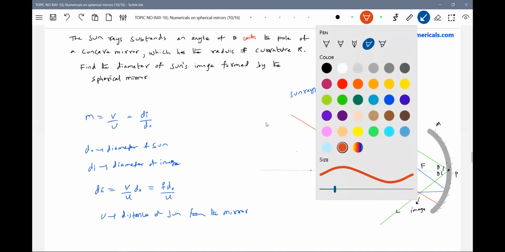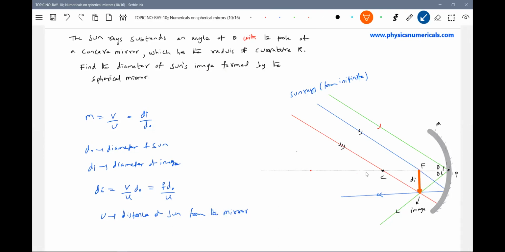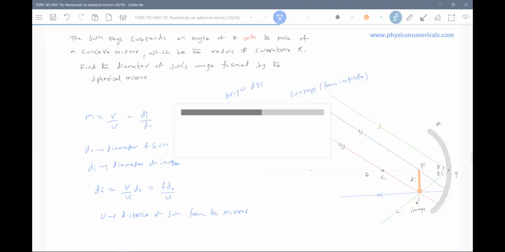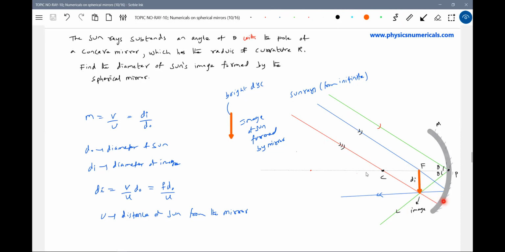It should have been a little bit thick. So what is this arrow? This is the image of the sun formed by the mirror. It'll be like a bright disk. I can show it only as an arrow here. Just based on the ray diagram, we should consider two rays. A ray passing through the center of curvature will go undeviated. A ray passing through the focus, after reflection, will become parallel to the principal axis. A ray incident at the pole will be reflected symmetrically. Where these rays intersect, a bright disk will be formed. So that is the diameter of the image of the sun.